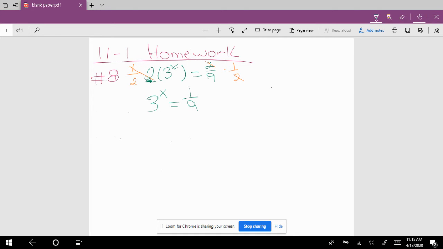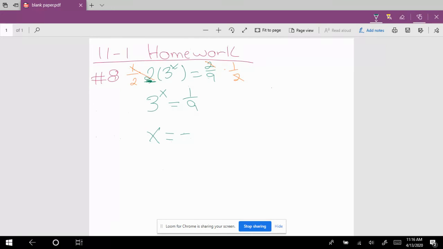So here's where I can use my mental math to say, okay, 3 to what power is 1/9? And the first thing that we should recognize is that 1/9 is a fraction. So I know that if my base of 3 becomes a fraction, the exponent is negative. That's how I get to the fact that it's a fraction.